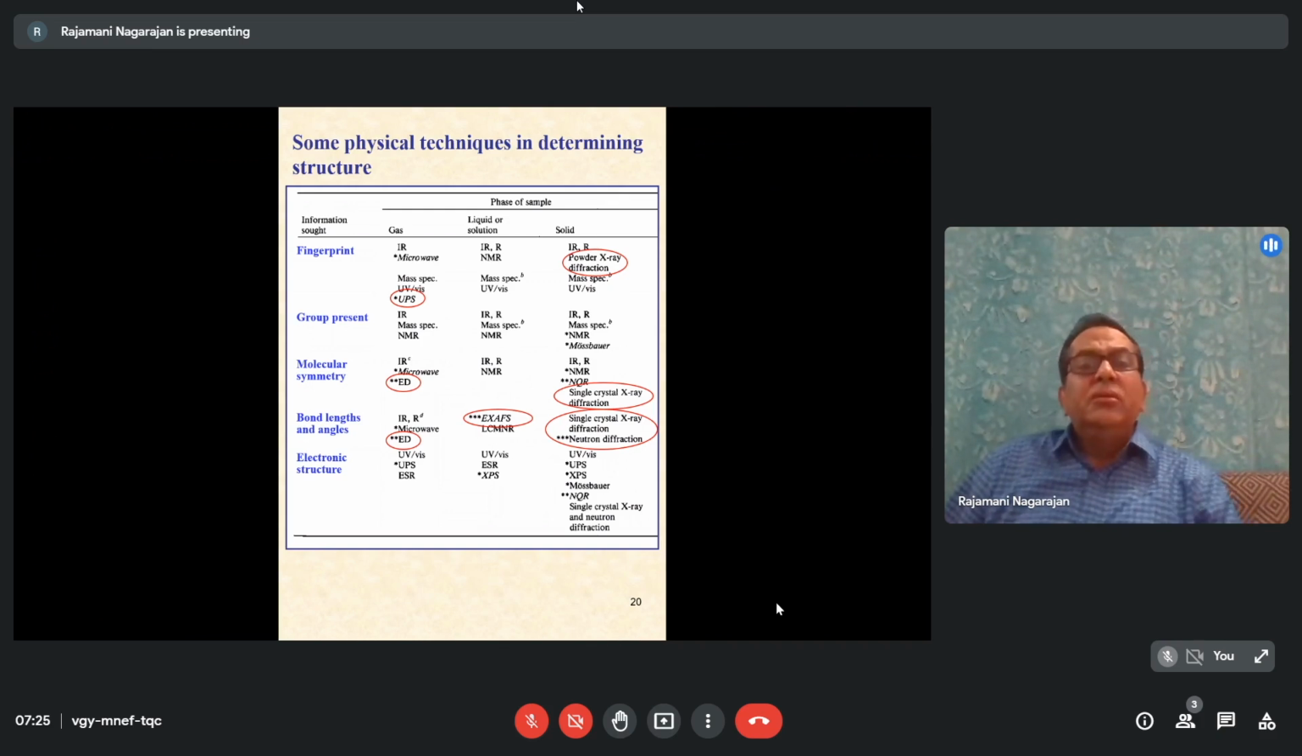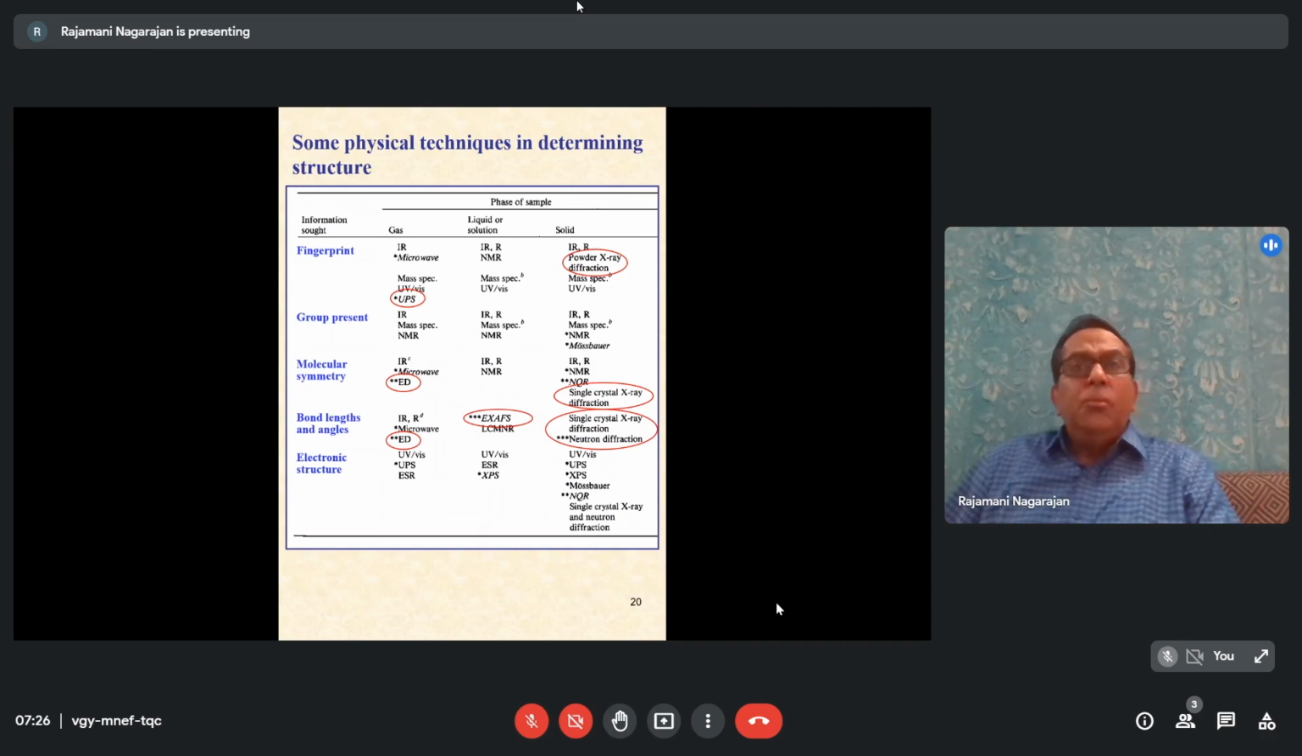So what are the groups present in my molecule or in my compound? If it is in the gaseous phase, I make use of infrared spectroscopy, mass spectrometry, and nuclear magnetic resonance, NMR. If it is a liquid or a solution, similarly, I use IR, Raman, mass, and NMR. If it is going to be a solid, then I'm going to use IR, Raman, mass spectrometry, NMR. Solid state NMR also can be done. That is called magic angle spinning NMR, MAS.